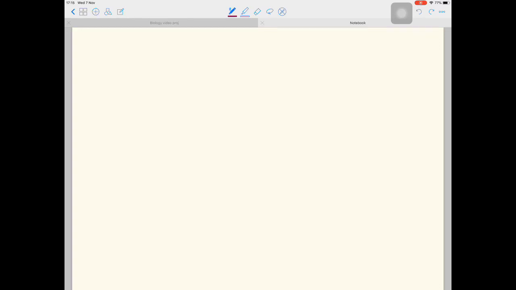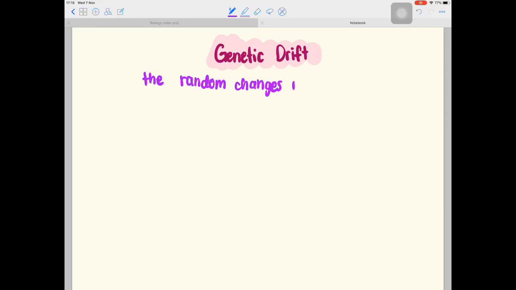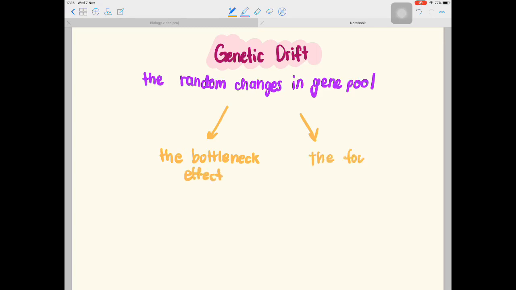Next, we are going to talk about another mechanism of evolution: genetic drift. Genetic drift is the random changes in the gene pool. There are two types of genetic drift: the bottleneck effect and the founder effect.